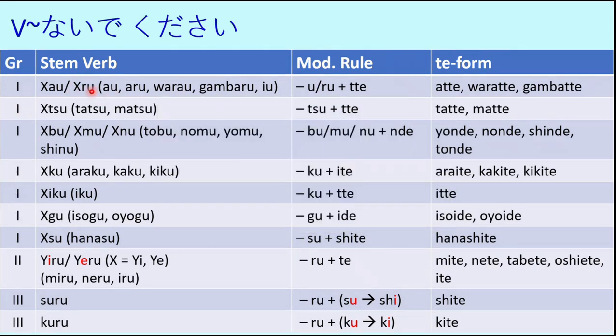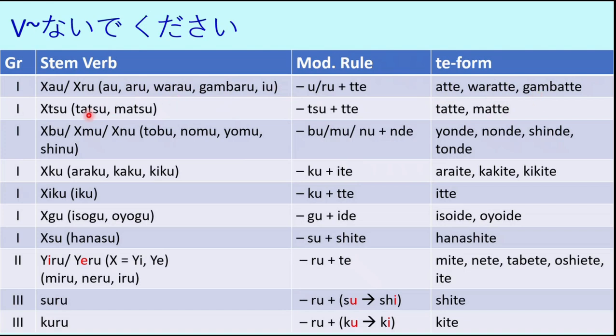So the first row is those verbs which end with au or ru. So for example, au, aru, warau, ganbaru, iu. So the rule is you have to remove the last u or ru and add tte. That means au becomes atte, warau becomes waratte, ganbaru becomes ganbatte, aru becomes again atte, and iu becomes itte.